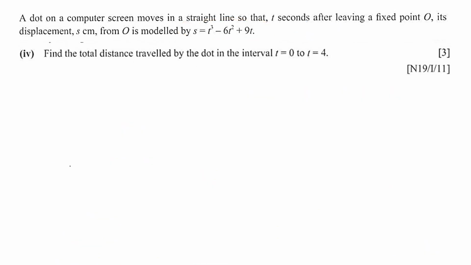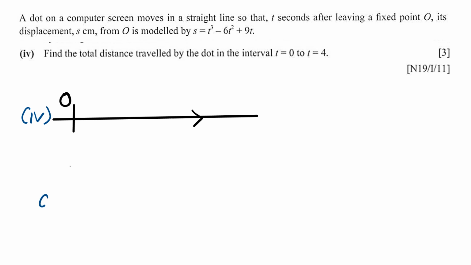For part 4, we are asked to find the total distance. Part 3 is just a warning to you, saying you can't do that. So if you can't do that, how are we going to find the total distance traveled? We need a diagram, and I'm going to show it using a diagram.